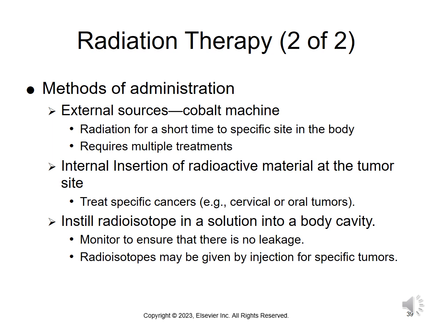Another method is to instill a radioisotope in a solution in a body cavity, such as the pleural cavity, to control excess inflammatory exudate or blood from the tumor. These clients have to be monitored to make sure there is no leakage or loss of radioactive materials. For certain cancers, radioisotopes may be given orally. Radioactive iodine is given for thyroid cancer because iodine goes directly to the thyroid gland. Precautions are required when clients have internal sources of radiation to minimize radiation exposure to other people.